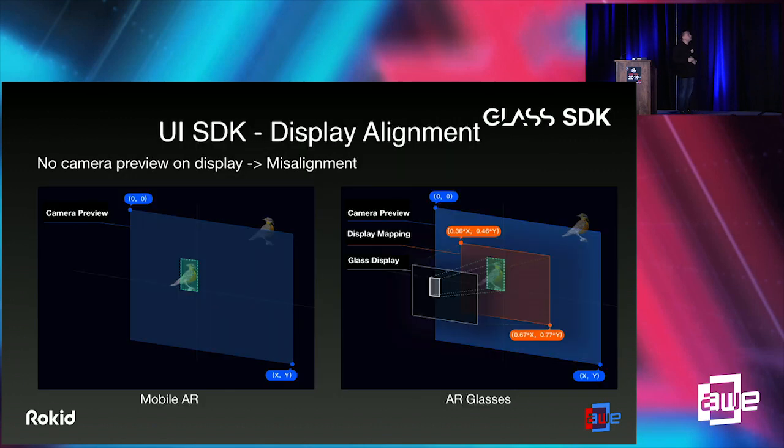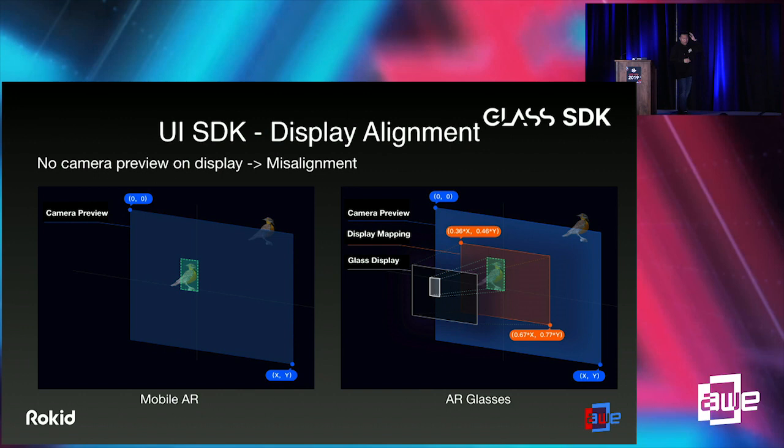Next, if you want to build recognition apps, for example, you try to register a rendered object graphic with a tracked object in the real world. Because there is no camera preview on the AR glasses, misalignment will be a problem. So Rokid Glass offers a display alignment tool to help you create a proper mixed reality environment.